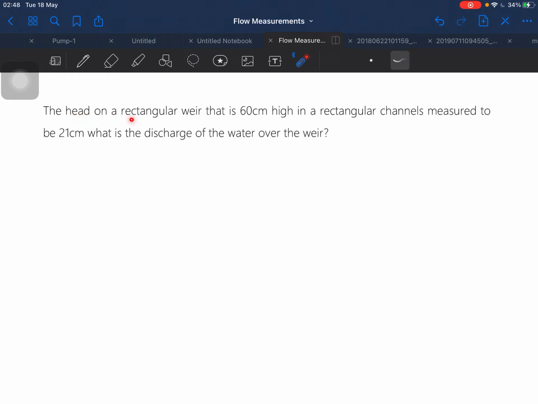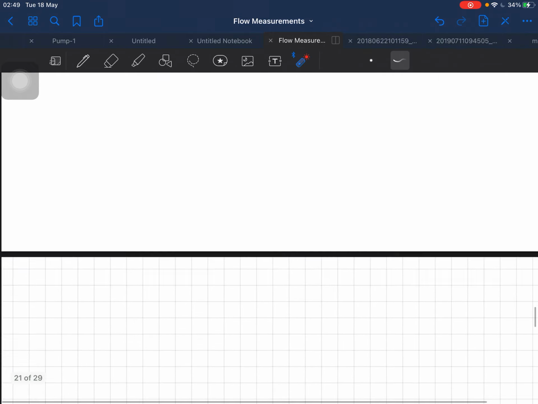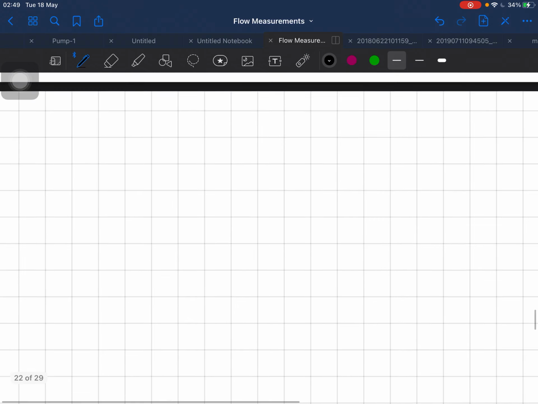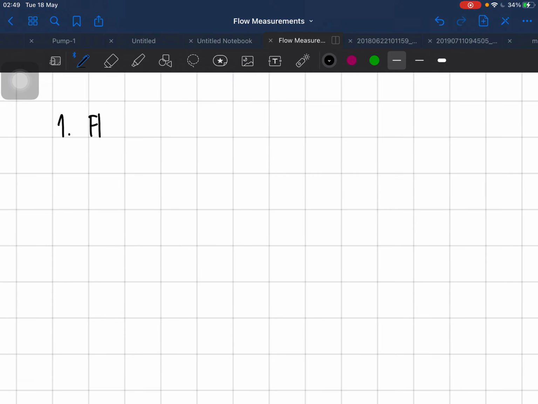The head on a rectangular weir is 60 centimeter high. In a rectangular channel, the measured head is 21 centimeters. So what is the discharge of water over the weir? Oh, this is so easy. Do we need to add a square paper because it's quite easy, of course. So that's 21, 30 and 1.3 meter. Okay, so now first of all, let's find the flow coefficient together.